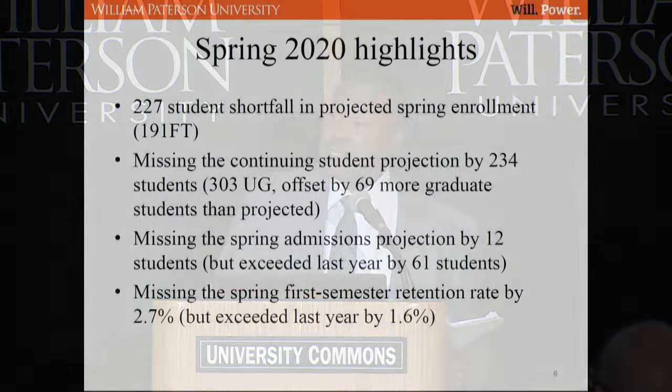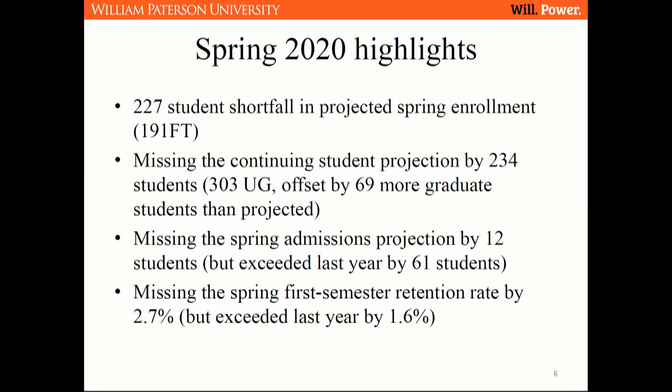That was offset by 69 more graduate students than projected. We missed the spring new student number by 12 students, but exceeded last year by 61 students. And we missed the spring first semester retention rate by 2.7%, but exceeded last year by 1.6%.